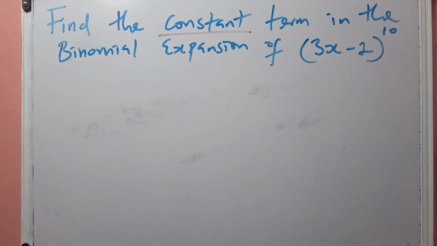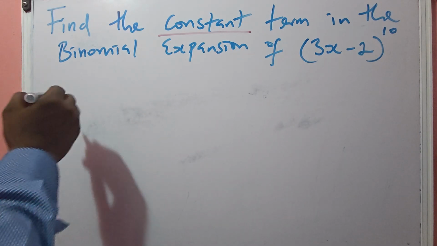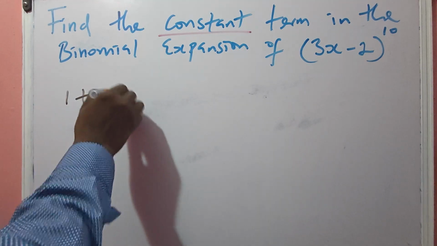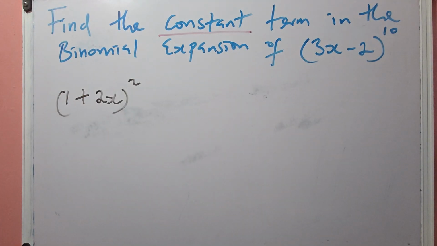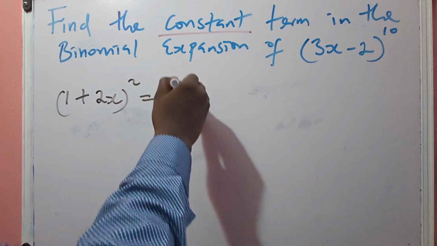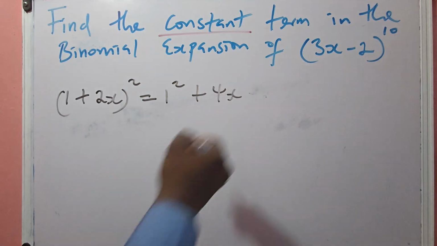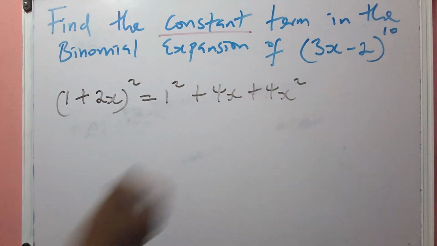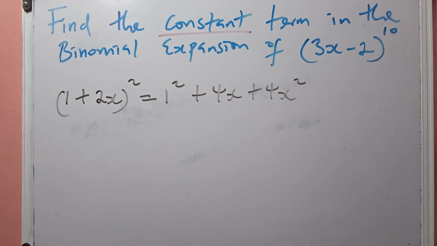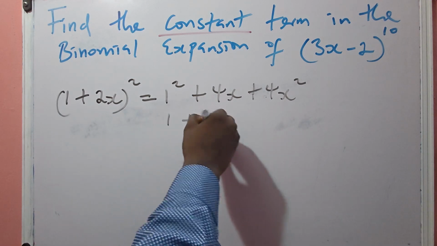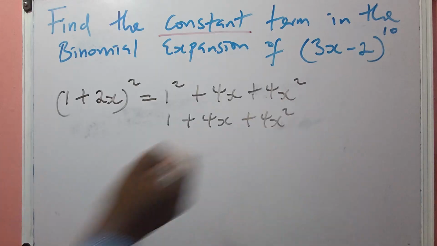So, if you have a simple binomial expansion, take for instance, 1 plus 2x raised to power 2. Of course, if you decide to expand this, it would give you 1 squared plus 4x plus 4x squared. All right. So this is what you have when you expand this particular expression. If you simplify this, you'll have 1 plus 4x plus 4x squared.